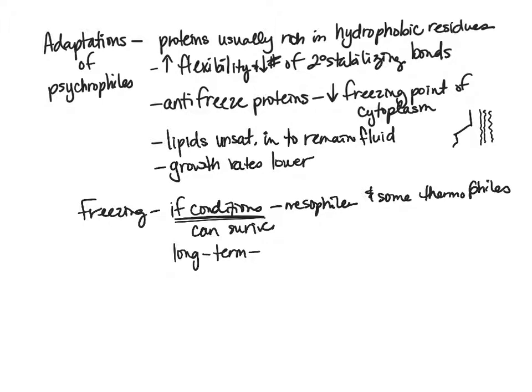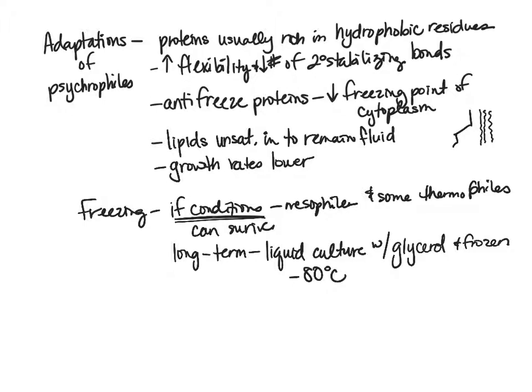So what scientists do in laboratories is they will mix this liquid culture with glycerol. This glycerol is going to displace the water in the organism. As the glycerol displaces the water, it's going to decrease the damage that's done by freezing the organism. So the culture will be placed in glycerol, and then it can be frozen at negative 80 degrees Celsius for very long-term storage.